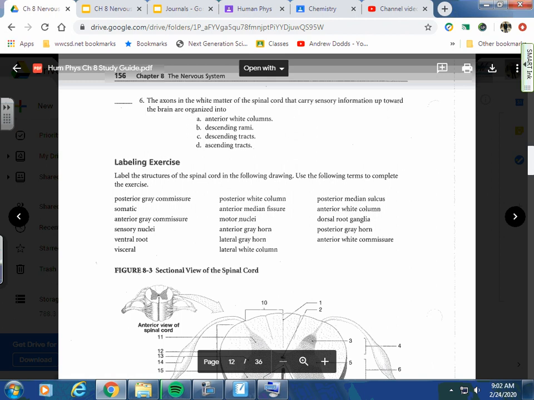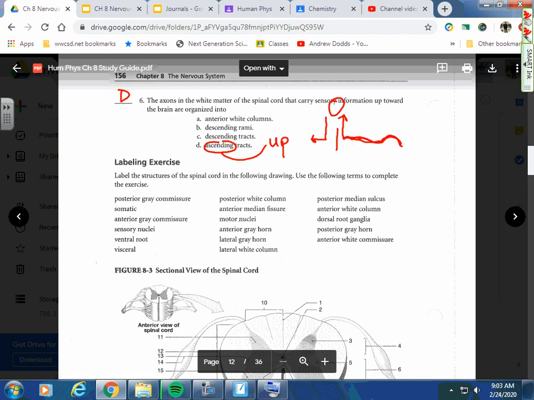And number 6, next page, that's going to be D. The axons in the white matter of the spinal cord that carry sensory information up toward the brain are organized into ascending tracts. Ascending means up, so when messages come into the spinal cord, and then here's the brain, you guys know that I'm a really good artist, then they're going to go up to the brain, ascending, and then when we send messages out, they're going to have to go down and out, so that would be descending for the motor. Okay?